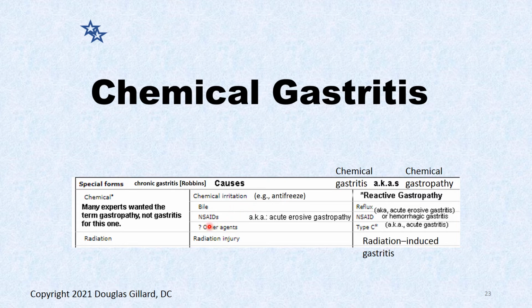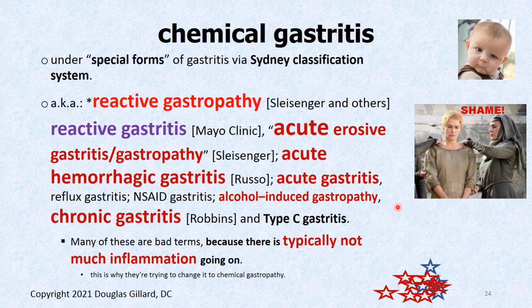That's why they really want to get away from the word chronic gastritis, which of course Robbins still uses. So a reactive gastropathy is the best term for this, and that's perhaps what they're pushing for. All right, so chemical gastritis, nevertheless, that's how Sydney is classifying it, and that's what we're going with. A lot of AKAs. I basically just said all this, went through this stuff again.